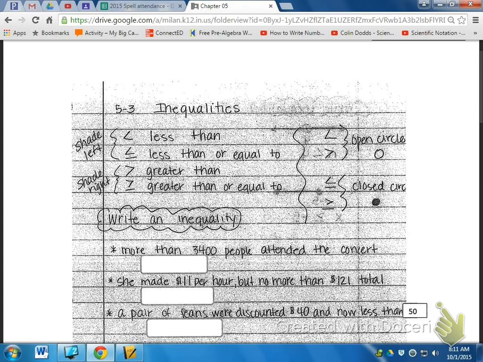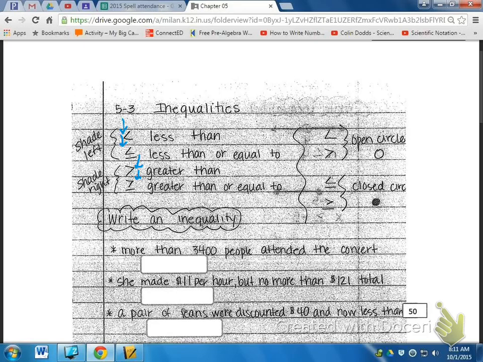One thing that I want you to notice is that the shading on a number line is pretty self-explanatory. Whichever way the symbol is pointing, so the point is right here, it's on the left for both of these, less than and less than or equal to, pointing left, so that means you shade the line left. And if it's greater than or equal to, it's pointing to the right, so you shade right.